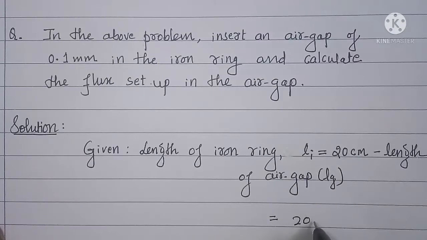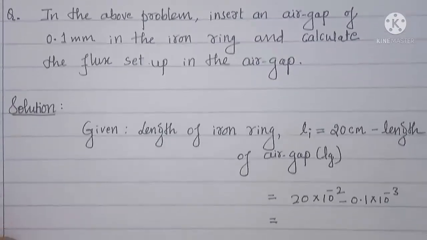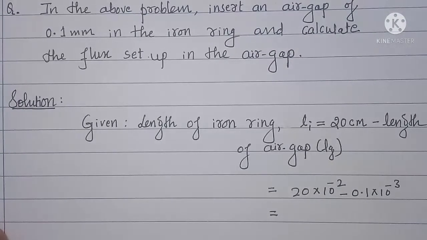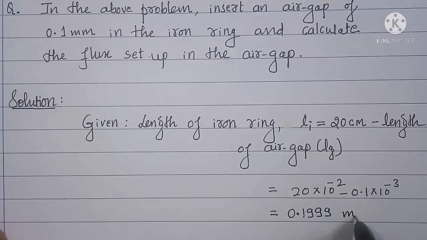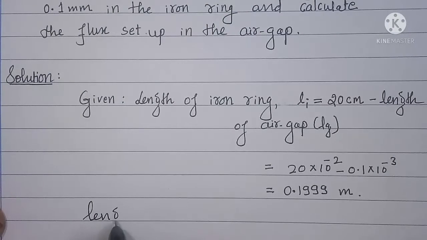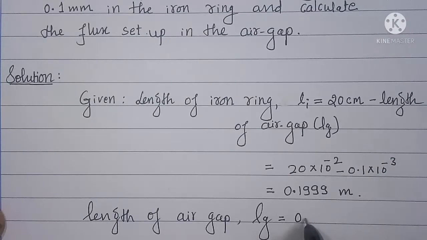So 20 centimeter means 20 into 10 raised to minus 2 meter minus 0.1 into 10 raised to minus 3 meter. Because it is in mm, we have to convert the lengths into meters. On simplification we get 0.1999 meter. Length of air gap Lg is equal to 0.1 into 10 raised to minus 3 meter.